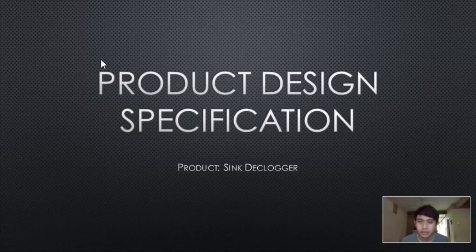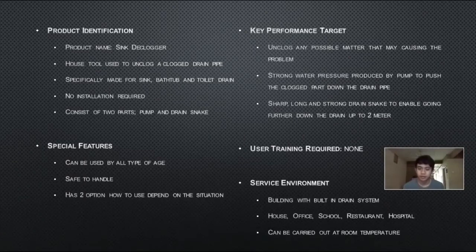My name is Zahirul Amin bin Jamil, and today I will explain about product design specification. Okay, product identification. Our product name is Declogger. It is a house tool used to unclog a clogged drain pipe, specifically made for sink, bathtub, and toilet drain. It consists of two parts, pump and drain snake.